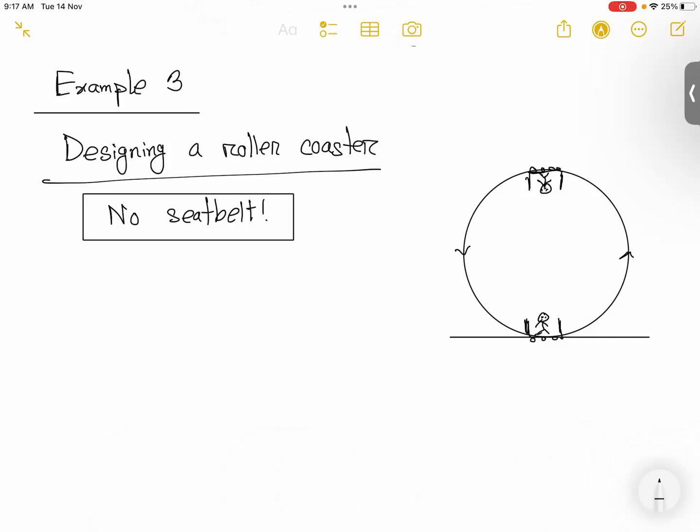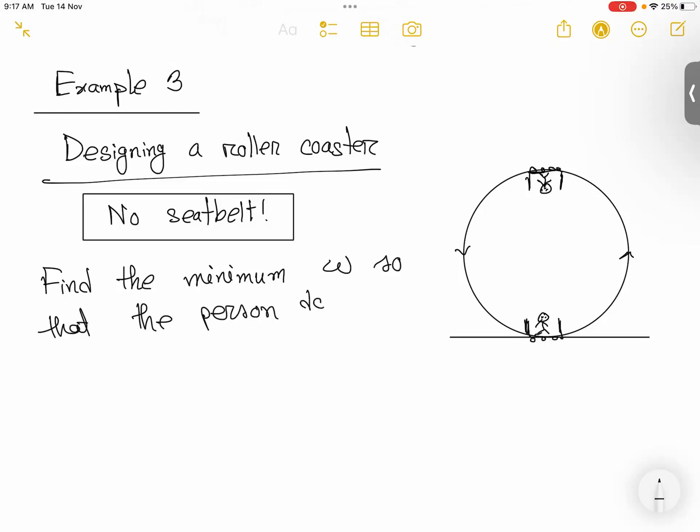And our job is to find the minimum omega so that the person does not fall at the top position. Is it clear what our objective is? We want to find the minimum angular velocity so the person does not fall at the top position.